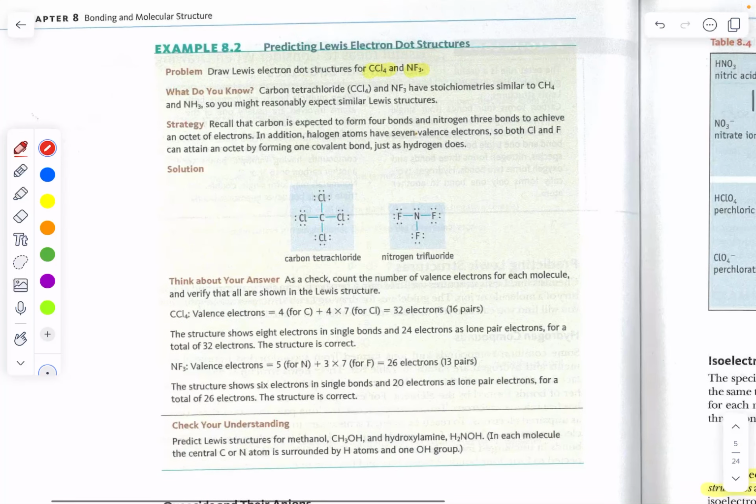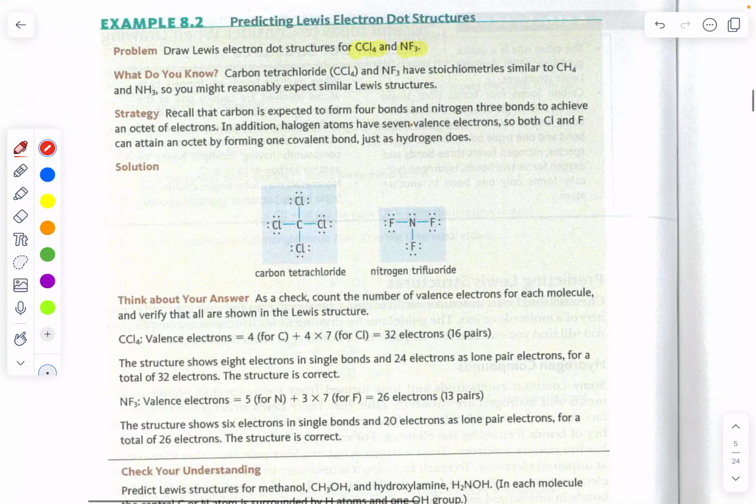And here's another molecule, or a pair of molecules, that I'm going to let you go through for practice if you feel like you need the practice.